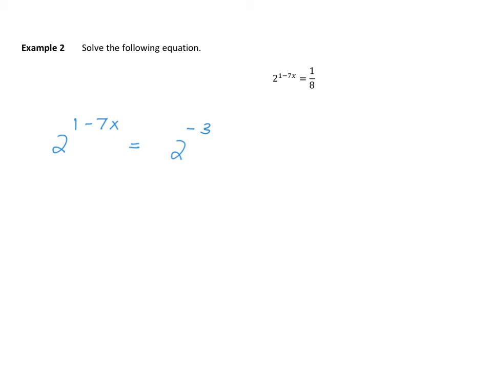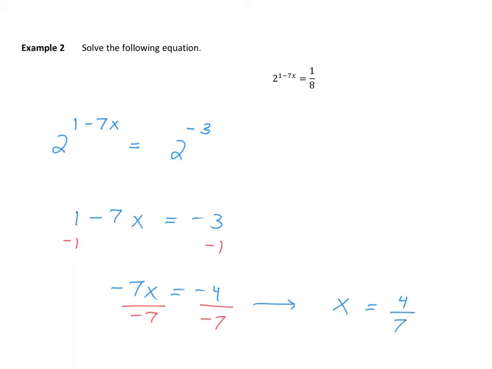So if we want to now solve this equation, the bases are the same on the left and the right, we can say 1 minus 7x is equal to negative 3. I think to solve this one, I will subtract 1 from both sides of the equation. I'll divide both sides by negative 7, and my answer is x is equal to, the negatives cancel, and I have 4 over 7, and that's my final answer.